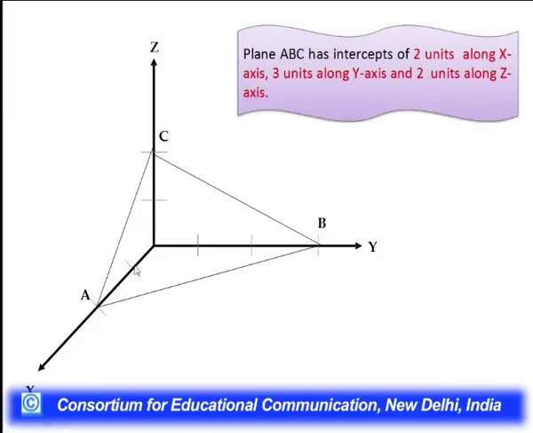As previously defined, this is 1, this is the second, and all are considered as a unity. Now at the y-axis we have 3 units, and at the z-axis we have 2 units. In this manner we have the 3 intercepts, and on the basis of that we calculate the Miller indices.